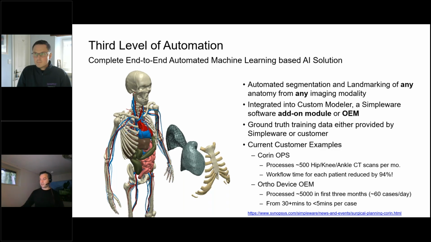And then another orthopedic device OEM that we work with processed about 5,000 scans within the first 3 months. They went from 30+ minutes per scan to down below 5. Saving 25 minutes for a model is not a huge deal if you're dealing with 1 or 2 per month, but when you're talking 60 cases a day, that's a huge time savings. It also ensures accuracy and reliability of results, and it takes the human error out of the loop with these applications.